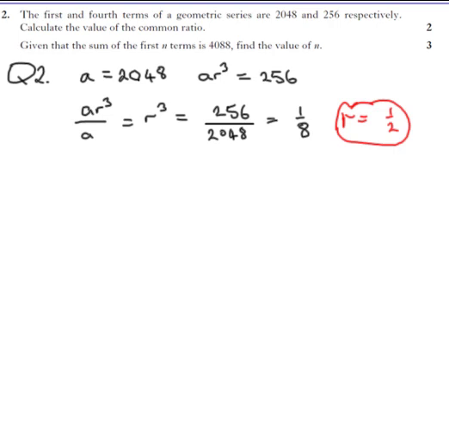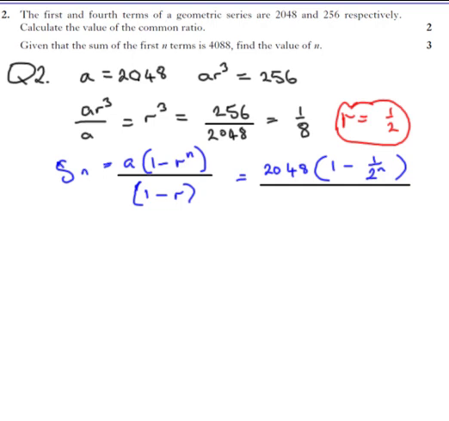We're told that the sum to n terms is 4088. The formula for the sum to n terms of a geometric series is Sn is equal to a bracket 1 minus r to the n divided by 1 minus r. The value of a is 2048.